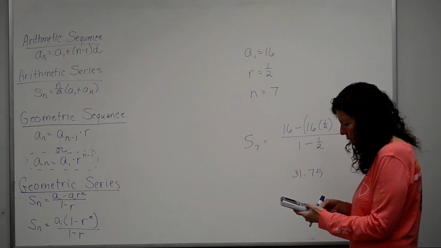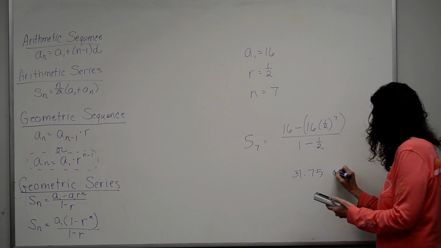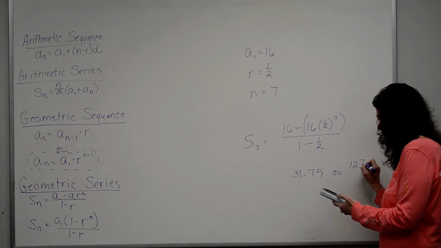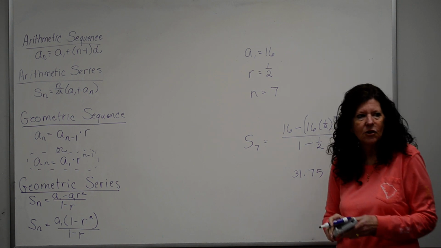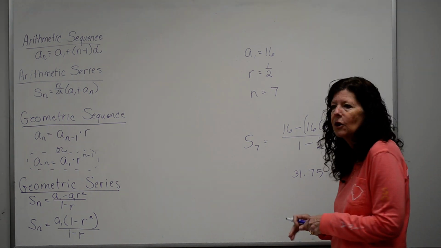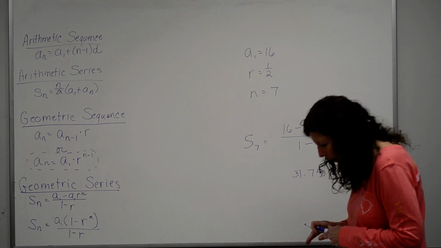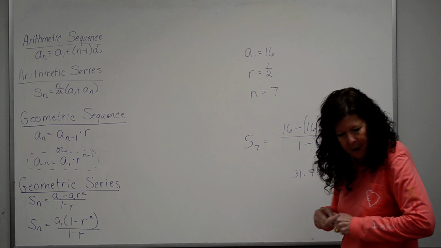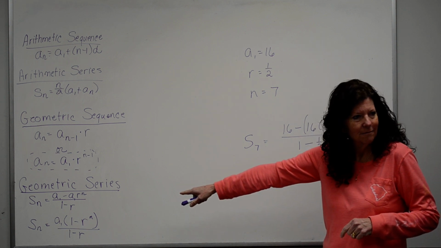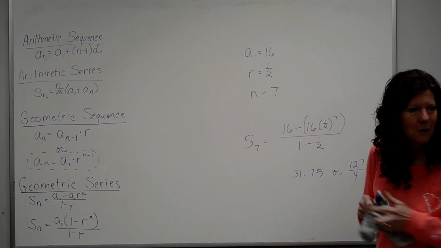So I'm going to get 31.75, or when I convert it to a fraction, I get 127 over 4. Okay, it's probably a parenthesis issue that you have. That's the only difficulty with this. All right, moving on here. Sometimes they give you the answer and you've got to work backwards.